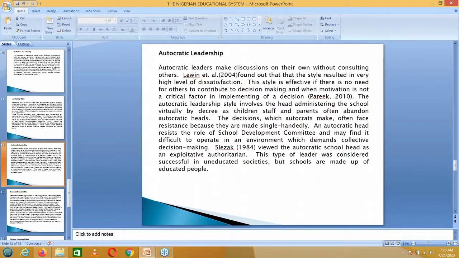But this style is a different style. It doesn't involve any parents, any teachers, or whatsoever. It's solely based on the head of the school. That's why we call it autocratic leadership.